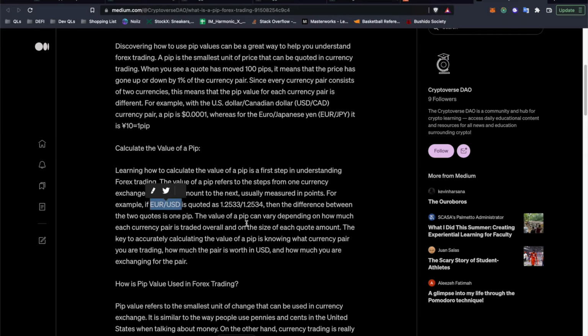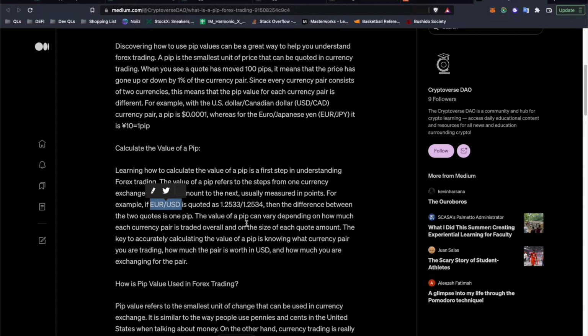And the key to accurately calculating the value of a pip is to know what currency pair you're trading first off, how much that pair is worth in USD, and then how much you are actually exchanging for the pair. So that's an explanation of what it all means, the definition of a pip and how to calculate it dependent on whatever currency pair you're looking at.